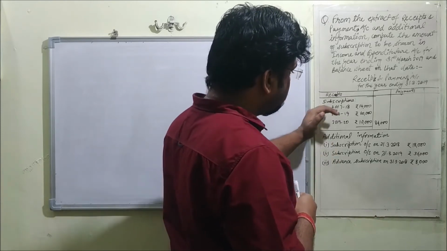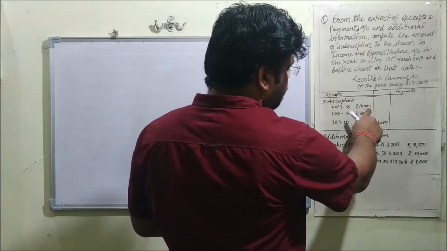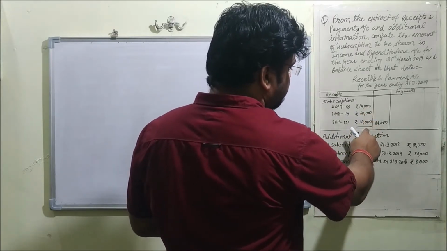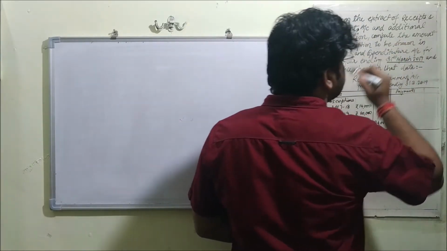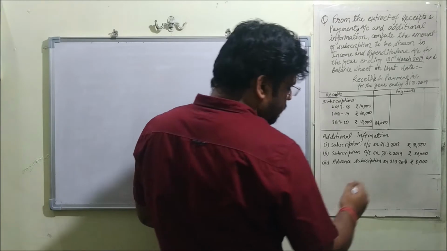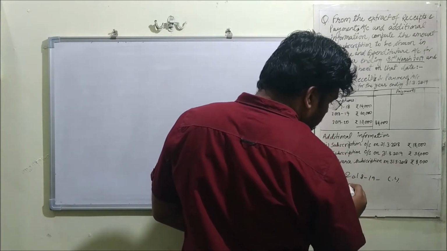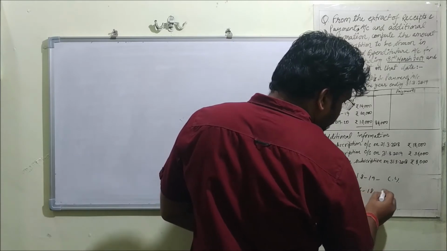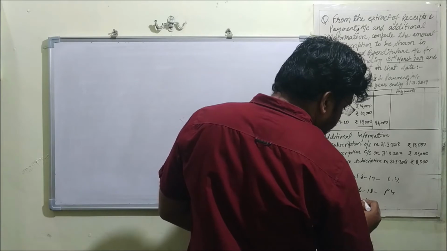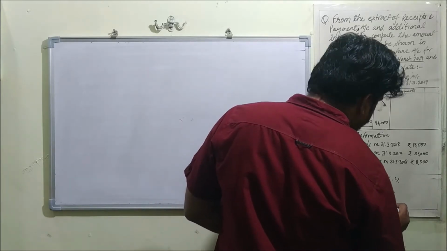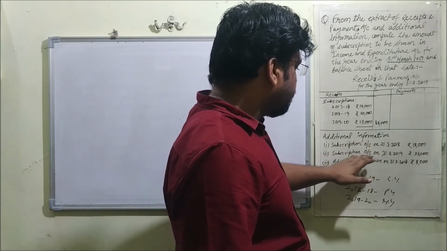Alright, so this is the total subscription received during the year. This is related to previous year, this is current year, this is next year. And how did I come to know this? Because we are going to prepare the income expenditure account on 31st March 2019. So 2018-19 will be the current year, and 2017-18 previous year, and 2019-20 will be next year. Alright, and this is the additional information given here.